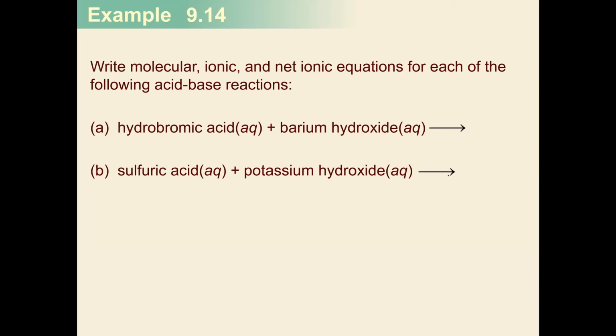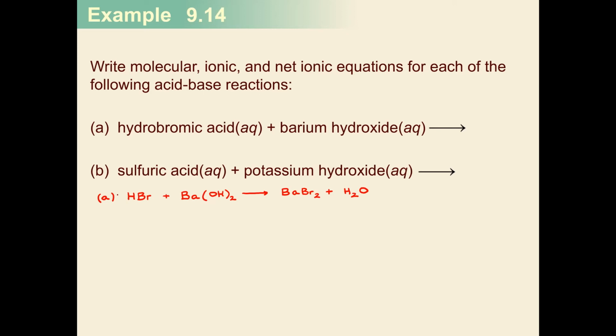Write the molecular, ionic, and net ionic equations for each of the reactions. So let's go ahead and start with A first. If I have hydrobromic acid, that is going to be HBr reacting with barium hydroxide. So that is going to be Ba(OH)2. Our products in this case are going to be BaBr2 and our water.